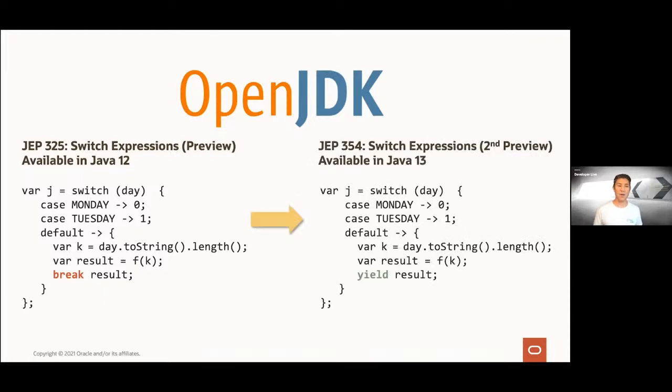Based off that feedback, we changed the break keyword and we introduced a new keyword called yield. And suddenly the clouds parted and everything made much more sense. So that was introduced into a second preview of switch expressions available in Java 13. And then everybody was pretty happy. So we made it a standard feature in Java 14 as part of JEP 361. So that's an example of the path through the preview model in the JDK.